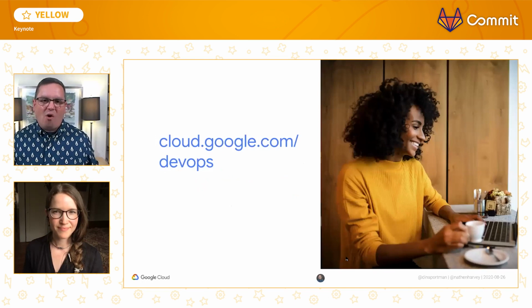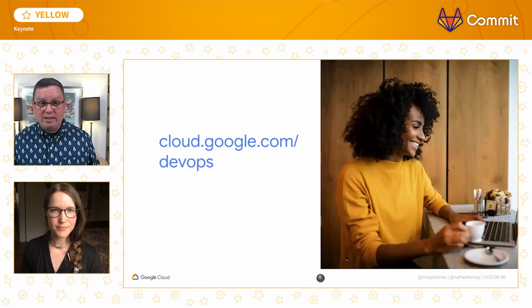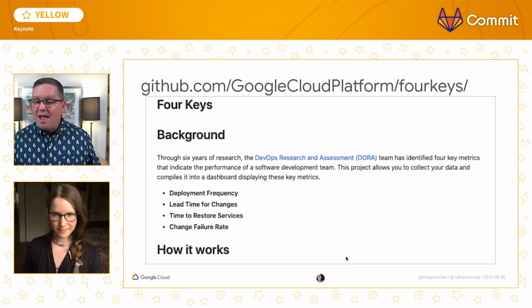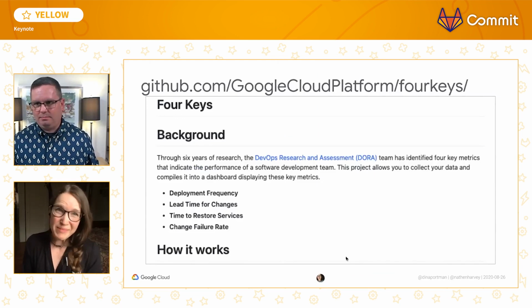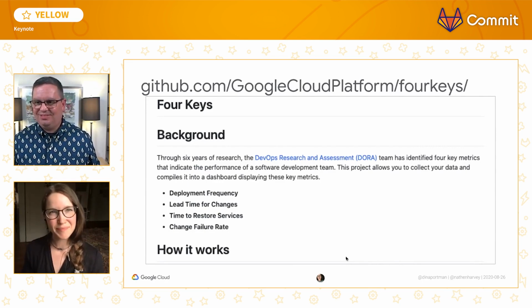You can find all of the DORA research and the quick check and a lot more resources available at cloud.google.com/devops. And Dina, where can we find the 4 Keys project? Yeah, you can find it on github.com, GoogleCloudPlatform/fourkeys. You just clone it, run the setup script, and away to the races.